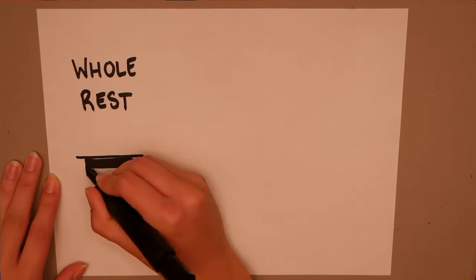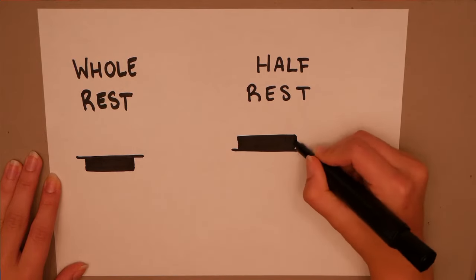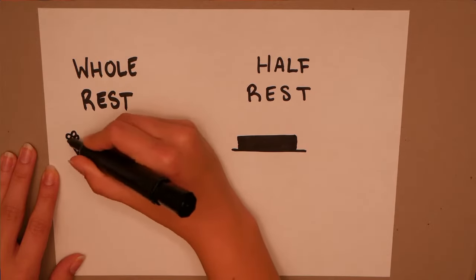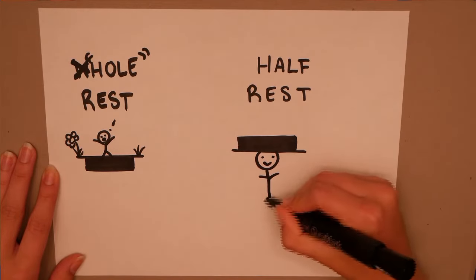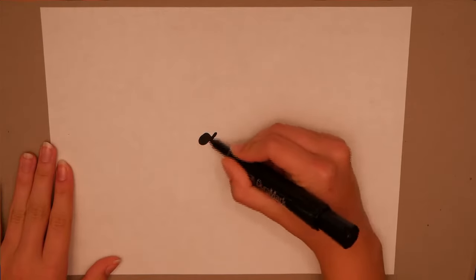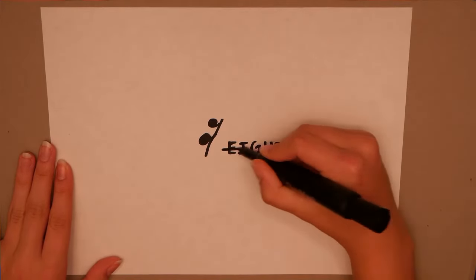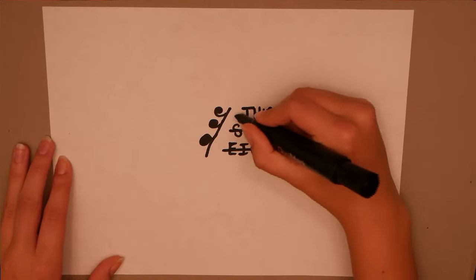One way to remember the whole and half rests is to think of the whole rest as a literal hole in the ground below the center line of the staff. The half rest can be thought of as a hat with its brim being the center line. As for rests smaller than eighth rests, an additional head is added each time it divides.